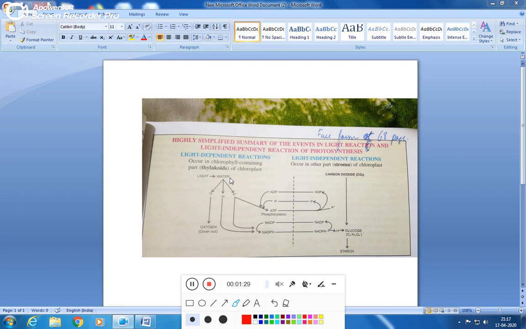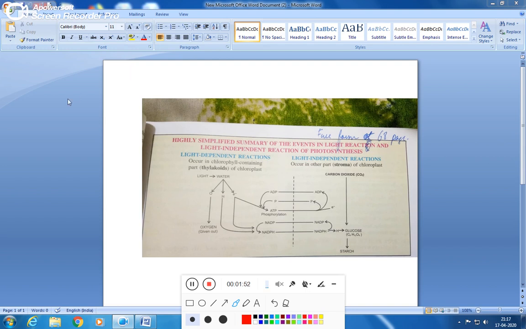One is the activation of the chlorophyll. The chlorophyll which is present in the thylakoids gets activated. How does it get activated? Because it is absorbing the sun radiation, the photons from the sunlight are activating the chlorophyll.